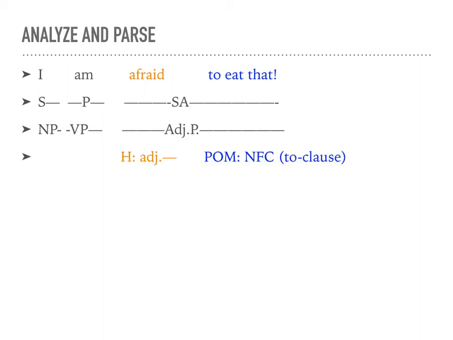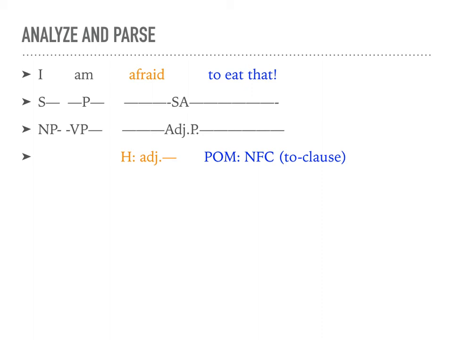Now, also like the previous sentence, the head is an adjective, and it is realized by a post modifier, which is a non-finite clause. In this case, it's a to clause because, of course, we're using the word to. So I am afraid to eat that. Afraid is the head. And the post modifier is a non-finite clause.